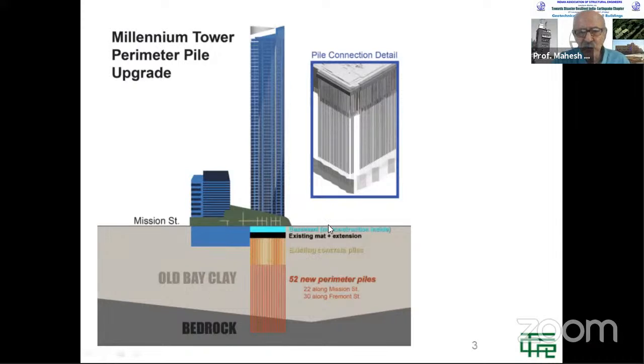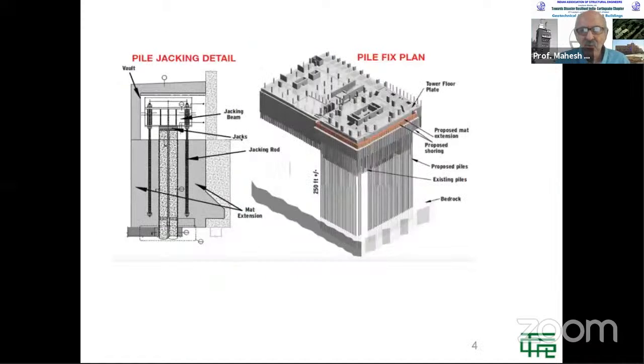And so the retrofit of $100 million they are talking about is that in this corner, they wanted to make more piles so that it doesn't tilt further. So this is another picture of the plan. As you can see, they have extended the raft foundation, and they have made new piles which go down to the rock level.